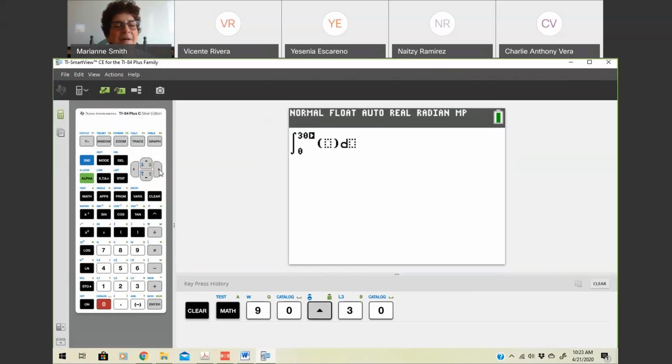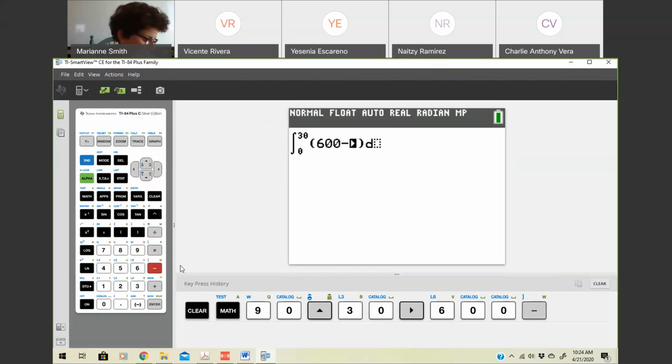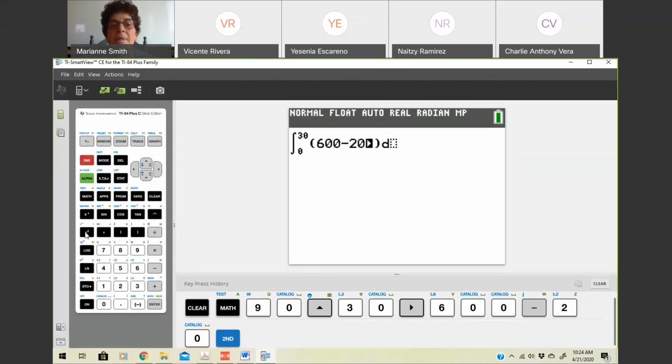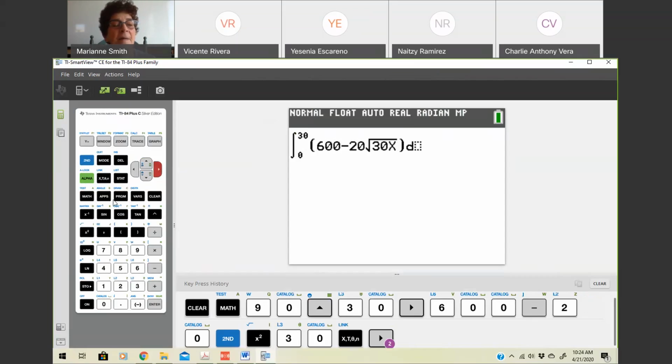And then I have my function, which was a kind of odd looking function. It was 600 minus 20 times the square root of 30t. So 20 times the square root of 30t. And again, I can call it x. I mean, it can be t, it can be x, it can be whatever. And then I'm integrating with respect to the same variable.